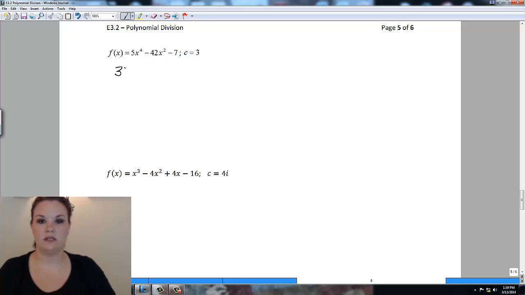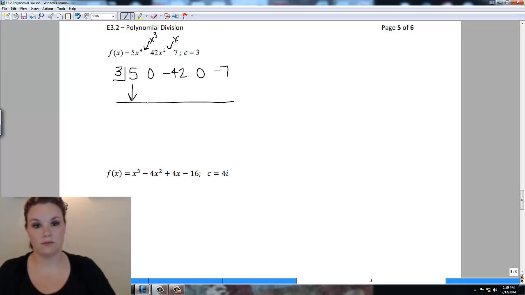Okay, this one I'm going to put 3 in my box. When I put 3 in my box, I write out my coefficients. Notice I'm missing an x cubed and an x, so I need to put in zeros. So I have 5, 0, -42, 0, -7. If you don't put those zeros in, you're not going to get the right answer.